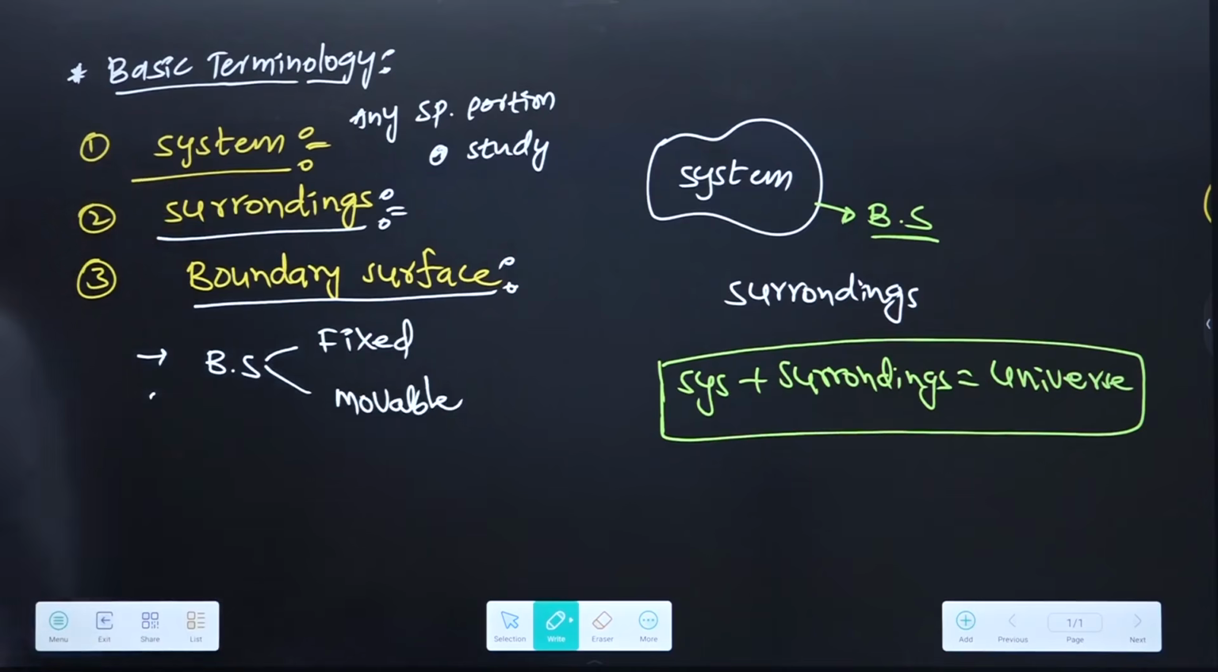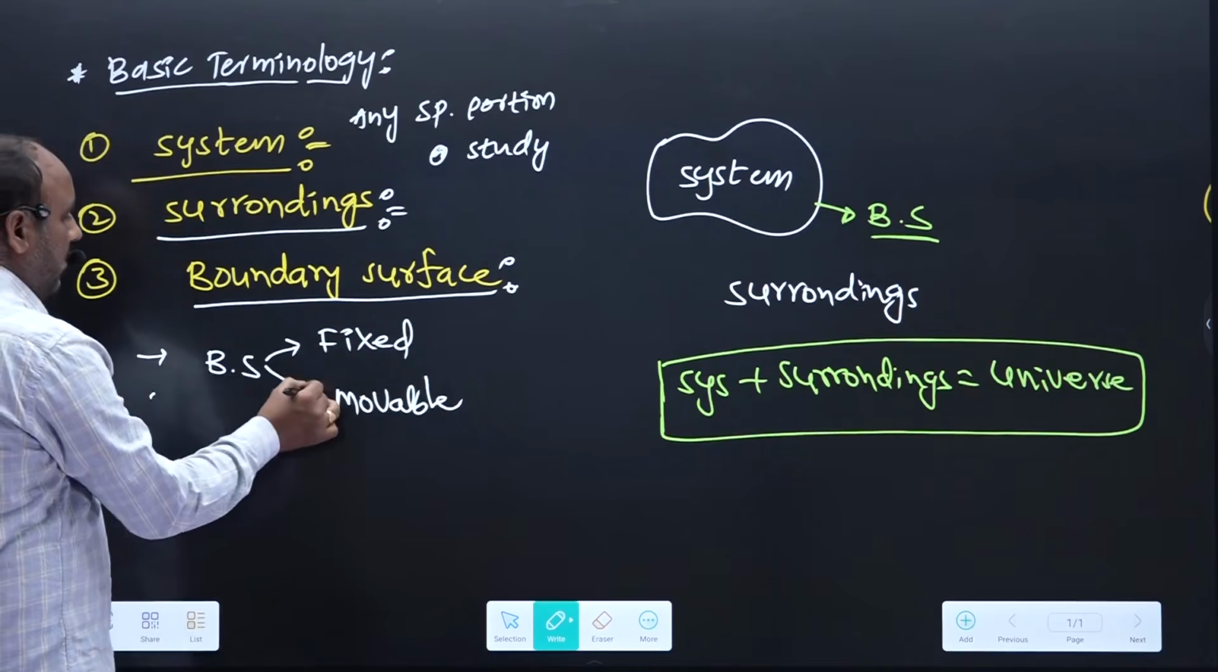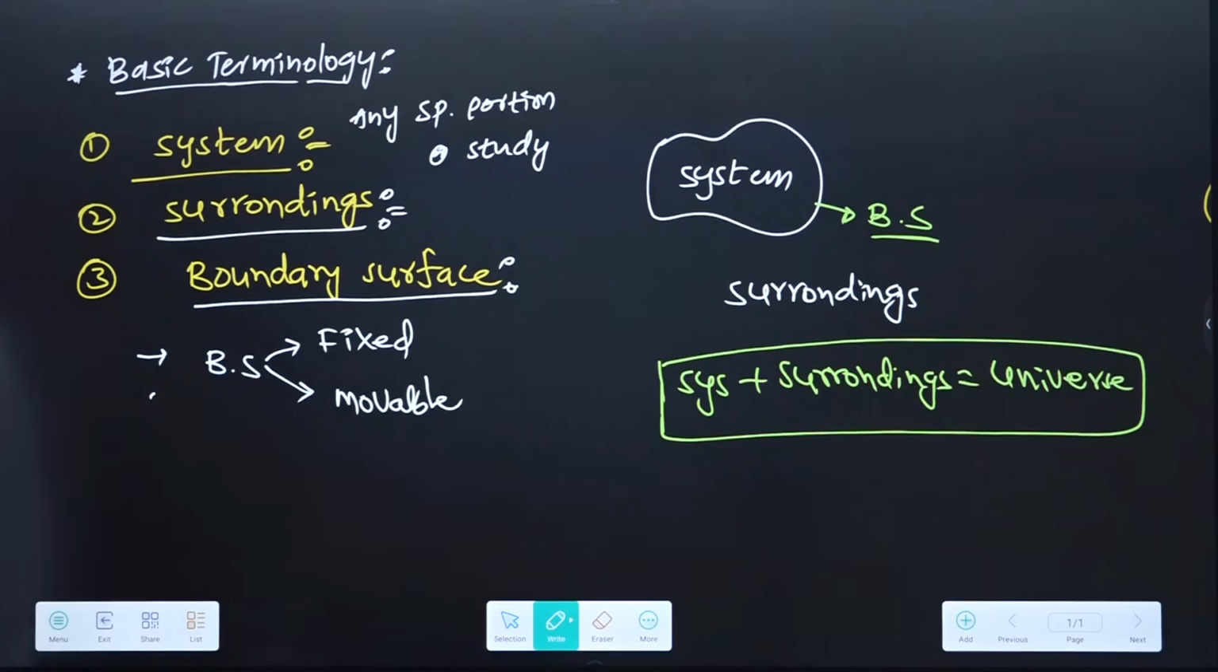Boundary surface may be fixed or movable, right? So in some cases it will be fixed. In terms of our classroom, the wall is a fixed one, so it cannot be moved, right?